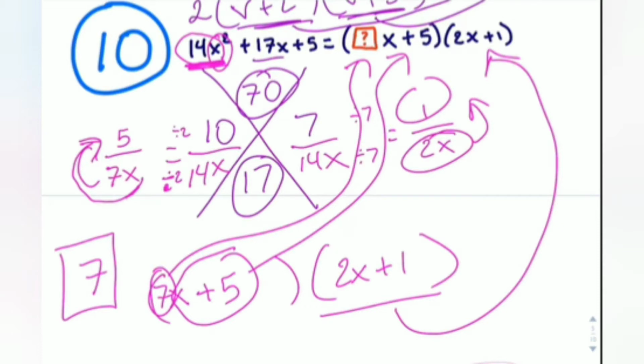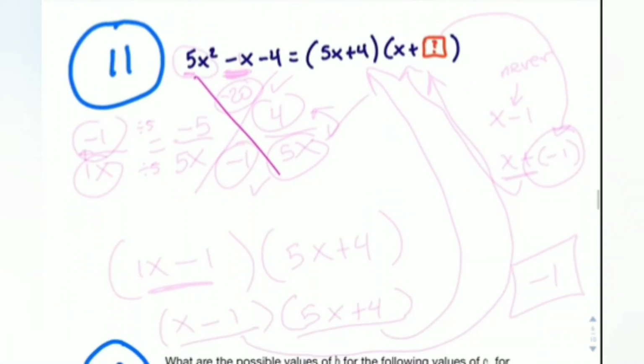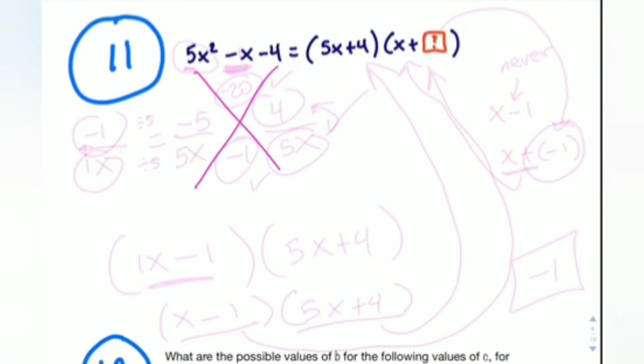Okay, let's do this problem now. Same thing. 5 times negative 4 is negative 20, and it must add up to the middle term. Remember I told you whenever you don't see a number in front of a variable, you assume it's a 1. So always put a 1 next to a variable when it doesn't have a number. So the middle term right here is negative 1. Two numbers that multiply to 20 and equal negative 1.